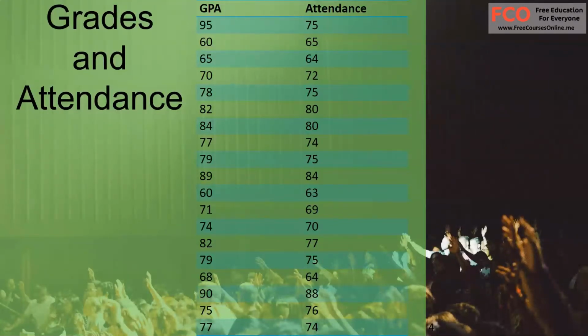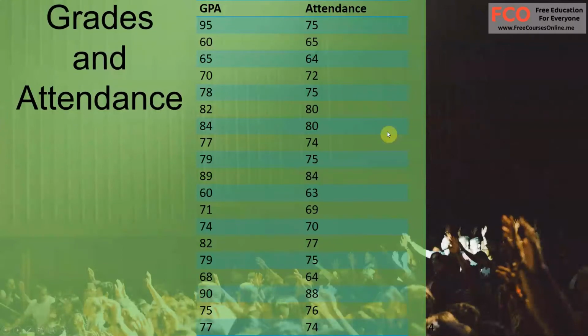You ask some students about their GPAs and about the grade that they got on attendance in their last semester or the last course. And you collect the following data points. As we see, there's a student who has a GPA of 95, and they have a grade on attendance of 75, 82 and 80, 84 and 80.